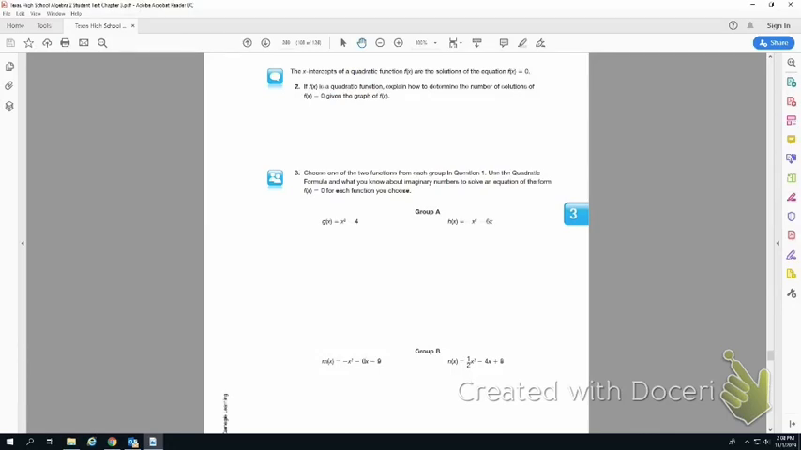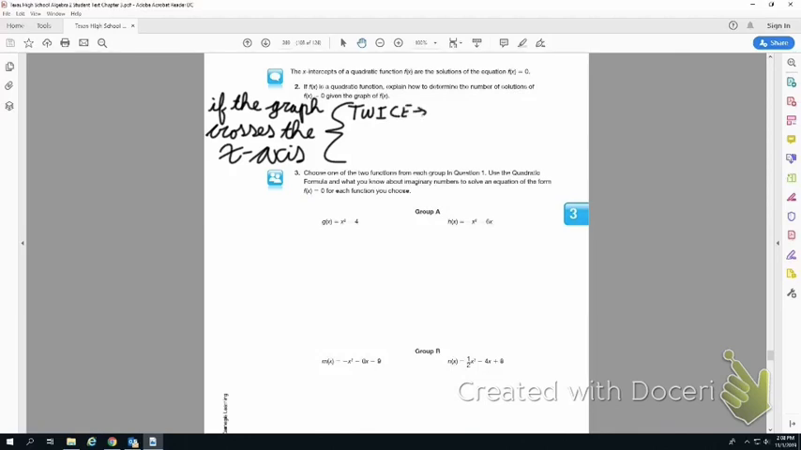Okay? And it's asking how can you look at a graph and tell the number of solutions. So I want you to put if the graph crosses the x-axis, okay. So if it crosses the x-axis twice, and most of you, this is probably common sense, there are 2 real solutions.